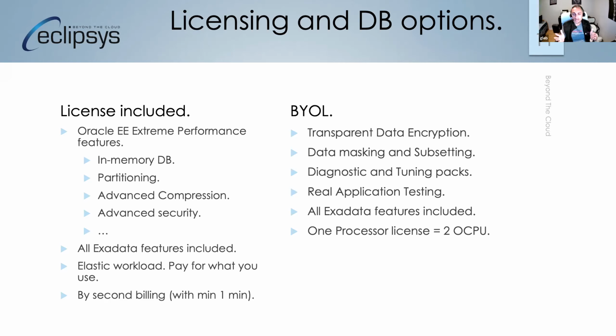Bring your own license. What you are getting for free included, because you are going to the cloud, is transparent data encryption, data masking and subsetting, diagnostic and tuning pack, real application testing, and all Exadata features. One processor license equals one OCPU, which is quite normal considering the multiplication factor for x86 CPU.